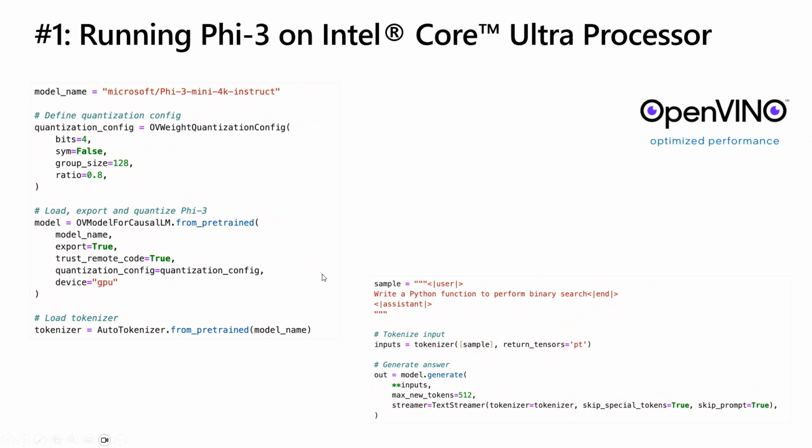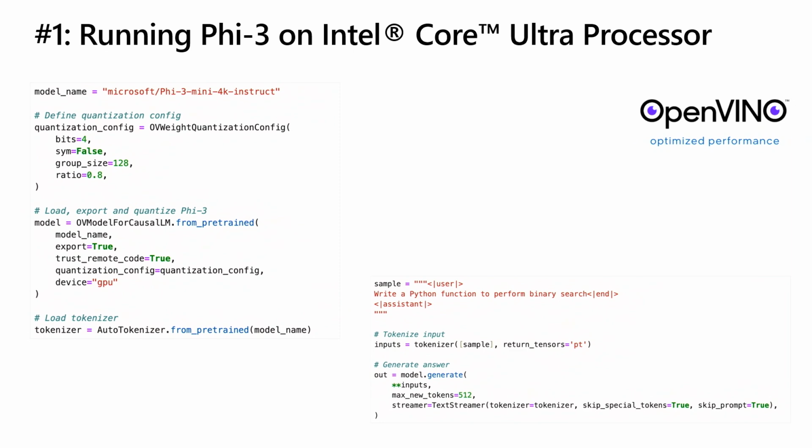You just need to define the name of the model. You define the quantization config. Here we are using 4-bit quantization. You need to load the model, and you load the tokenizer. Then here we give some sample. We tokenize the input, and we just call generate. Okay? And in this case, we use OpenVino.